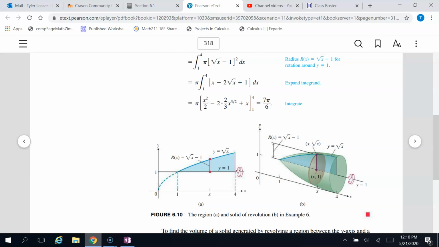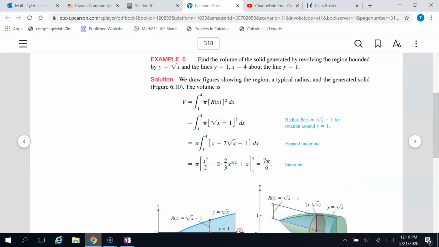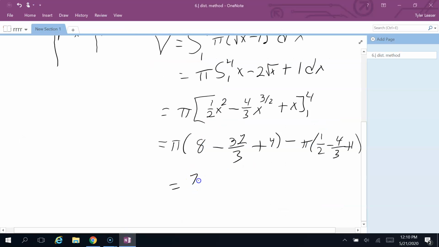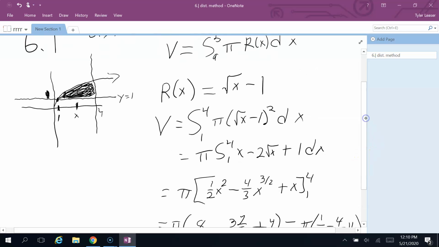Here, 7 pi over 6 is the final answer that we get. So if you plug all this into the calculator, I promise you it comes out to be 7 pi over 6. So that would then be the volume of this region revolved around the line y equals 1. It's that kind of funnel looking shape, like an ice cream cone kind of shape laying on its side.